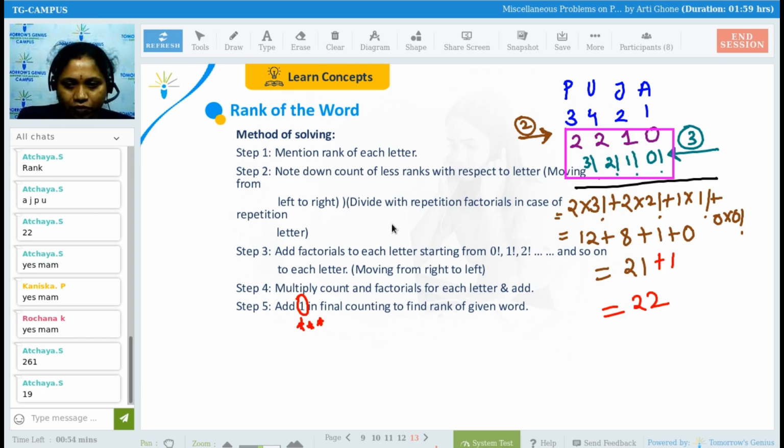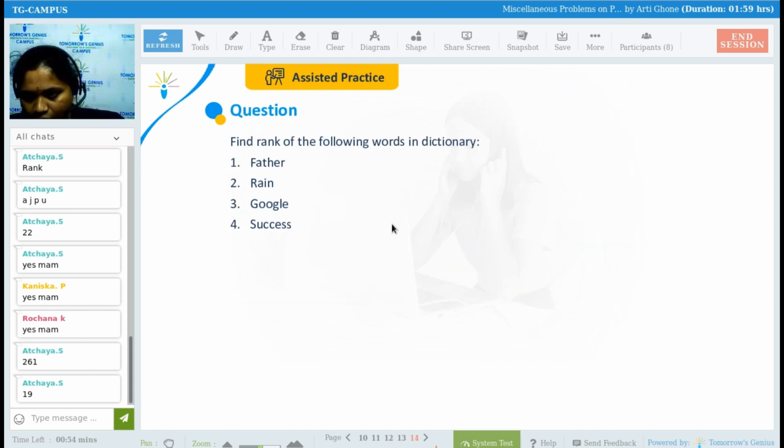Step 2: divide with the repetition factorial in case of repetition. When we are taking step 2, if any repetition is found, you have to divide. Clear? Okay. Means what? If I found O 2 times while moving right to left, I'll divide with 2 factorial. Clear? Okay. Now let's look at the word Google.